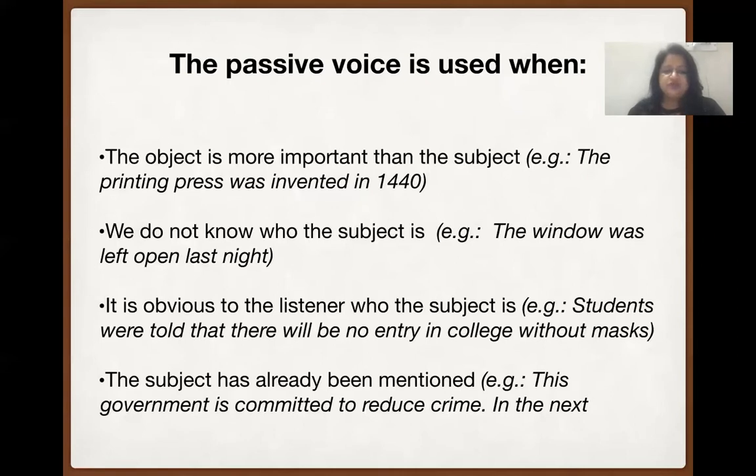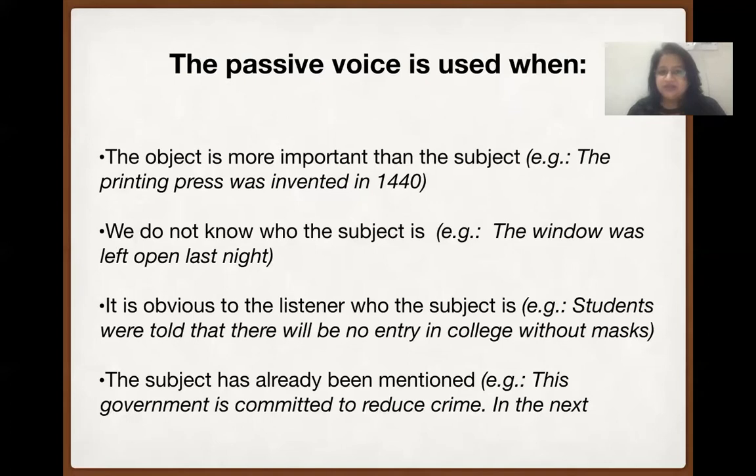Okay, students were told that there will be no entry in college without masks. Now, this brings us back to the current situation, that is COVID. But anyway, so what does it say? When you know who the subject is, it is very obvious. You don't even have to discuss who the subject is, that is, who the doer of the action is. Then you don't mention the subject at all. You can straight away go to the passive voice. So students were told that there will be no entry in college without masks.